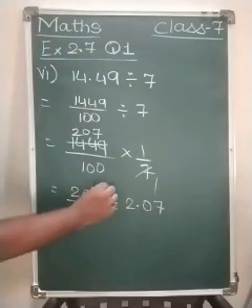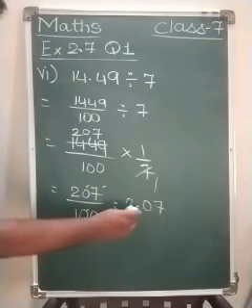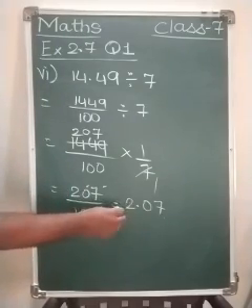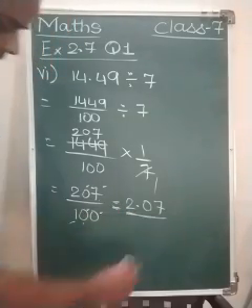Or let us see, for this 0, 7 is written, for this 0, 0 is written, 1 comes, decimal point, 2 is remaining, so 2 is written here. So the answer is 2.07 and done.